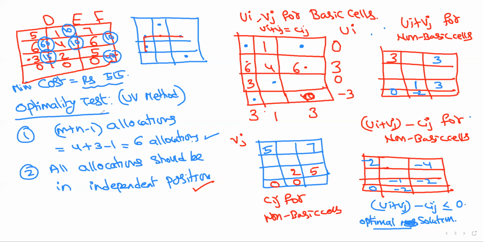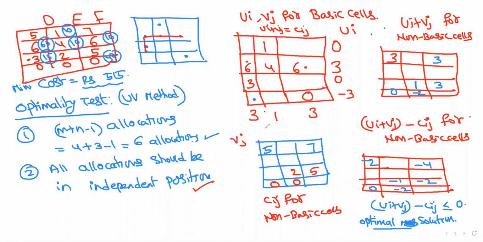So once again, see, the optimal test, the UV method: the allocation should be m plus n minus 1, and all the allocations should be in independent positions. I wrote Ui and Vj for basic cells. Of course, at the start I wrote 1 or 2 cells wrong while copying. See properly now: we have allocations of 10, 6, 4, 6, 3, and 0. That only we have to write. Those having allocations we call basic cells.